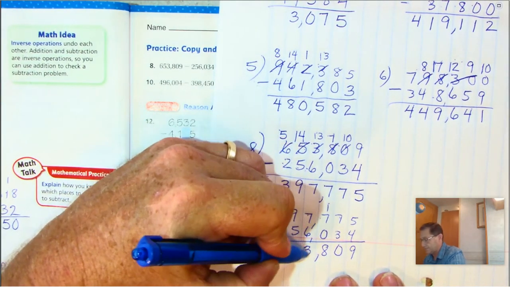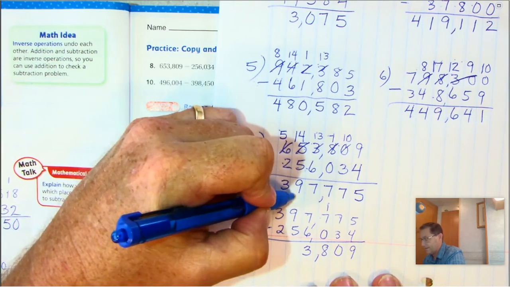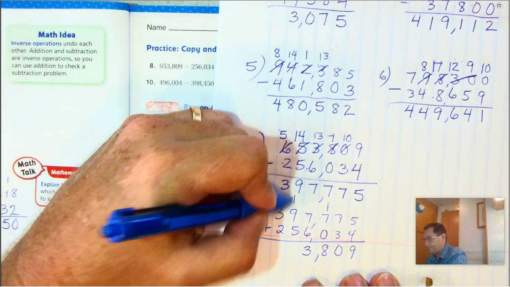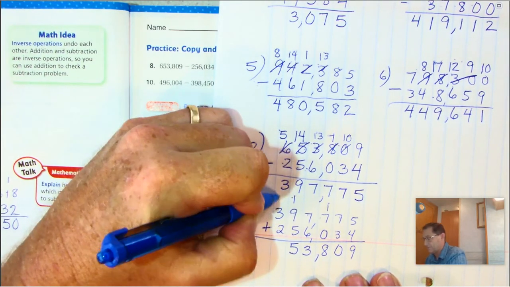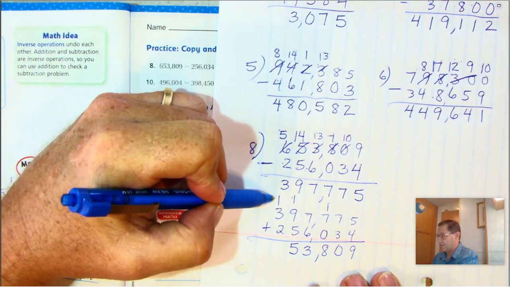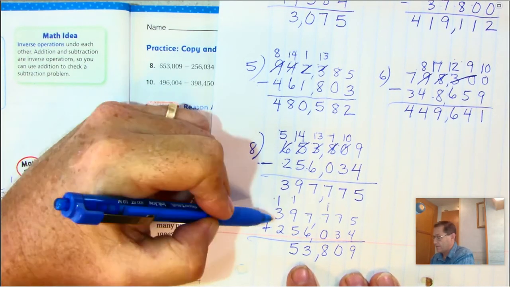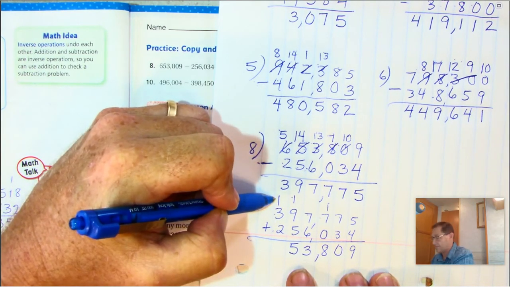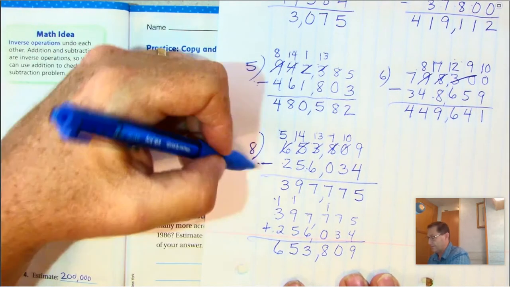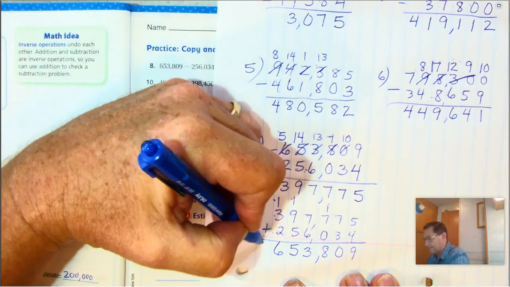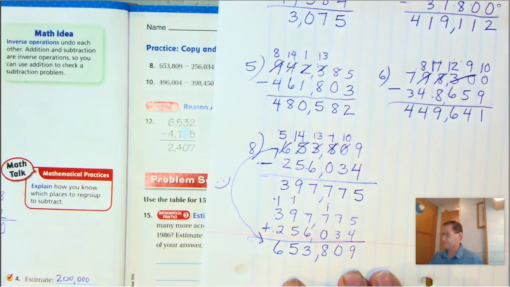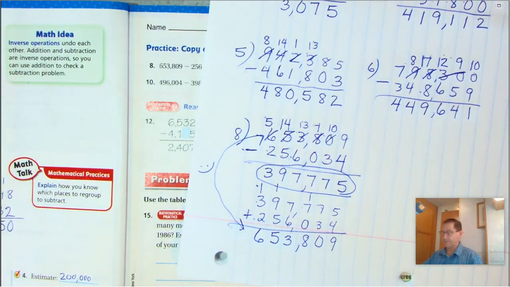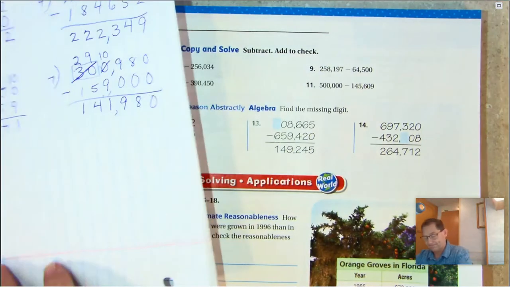7,000 plus 6,000 is 13,000. We'll rename that as 1 10,000 and 3,000s. 9 and 1 is 10, plus 5 is 15 10,000s. Rename that as 100,000 and 5 10,000s. 300,000 plus 200,000 is 500,000 plus the regrouped 100,000, 600,000. So 653,809, and they match. So our answer of 397,775 is correct. Okay, number 9.